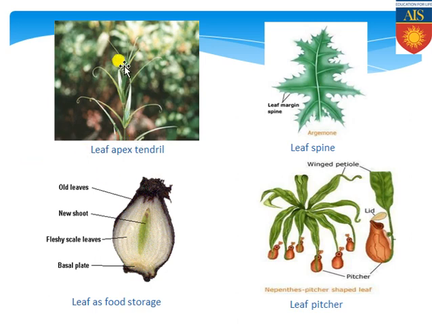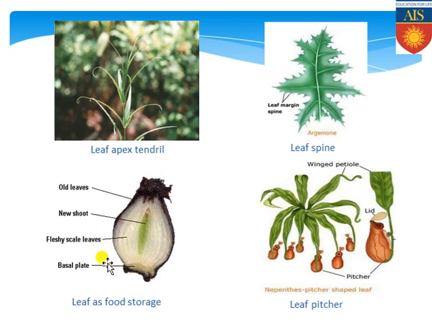This is the leaf apex portion which has coiled or rolled to form the tendril. This is the photograph of the leaf spine, where the marginal portion of the leaves are getting spinous. It is present in xerophytic plants like Opuntia, and due to the presence of the spines along the margin of the leaf, this specific type of leaves are not eaten by herbivorous animals. In this manner the plants give protection to their body.